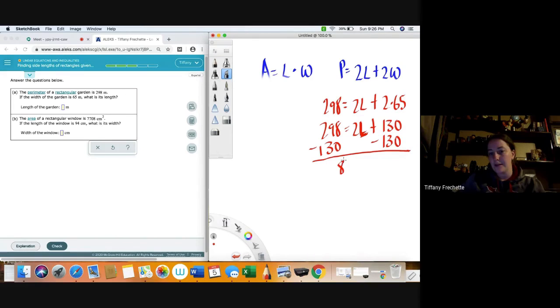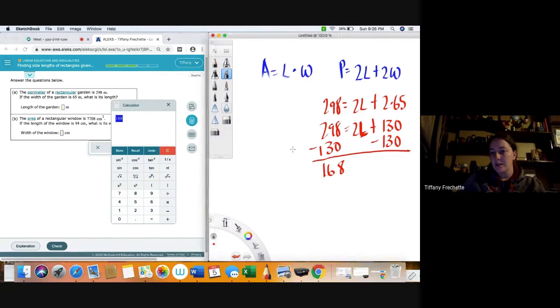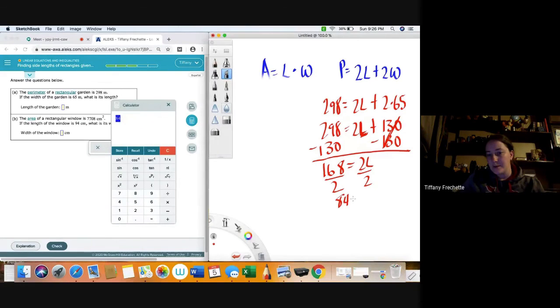So we want to start getting it by itself. So first I'm going to move the 130 because we want to undo the addition here. So then I have, let's see, 298 minus 130, and we get 168 equals, the 2L comes down, 130 minus 130 cancel out, which is exactly what we wanted to happen. So our last step is to simply just divide by 2. Divided by 2 equals 84. So we have 84 meters equals the length.